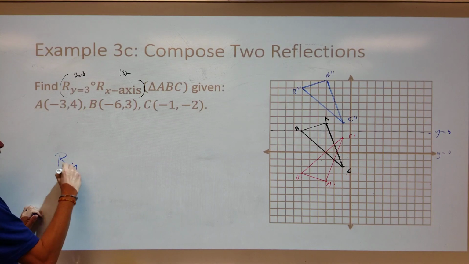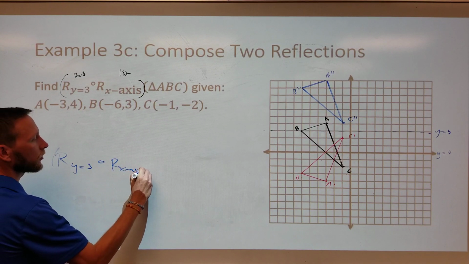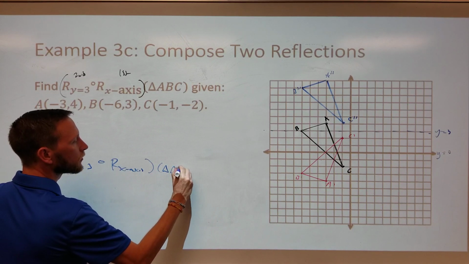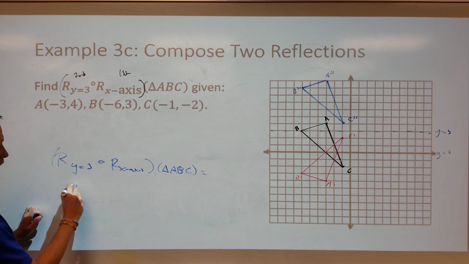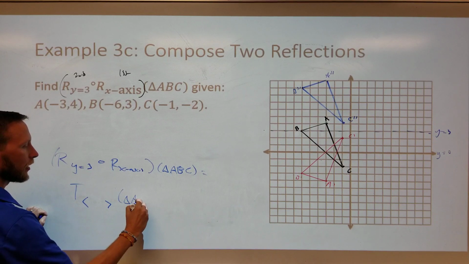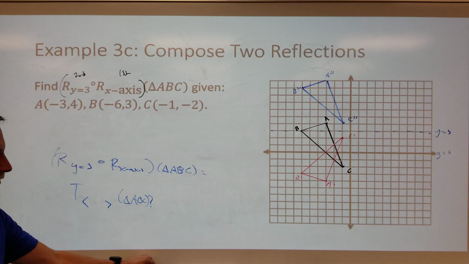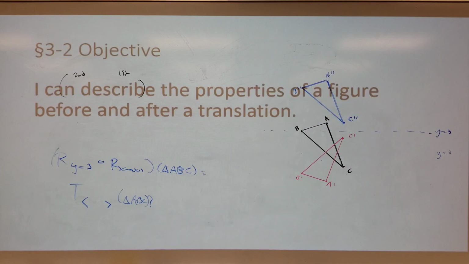All right? So I want you to consider that r of y = 3 composed with r over the x-axis for triangle ABC, whoops, it's ABC, is equal to what translation for triangle ABC? All right, can you tell me that? All right, that brings us to a close. Hopefully you can describe the properties of the figure before and after a translation.